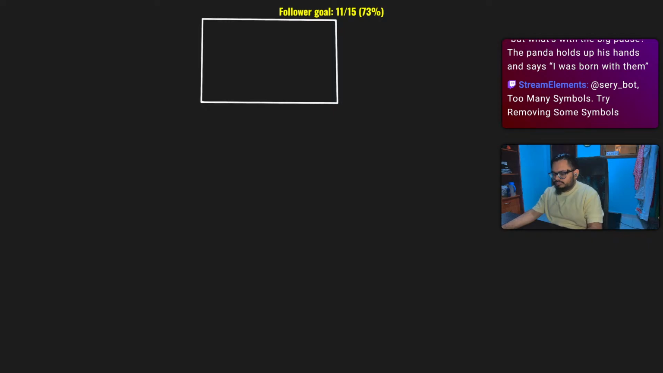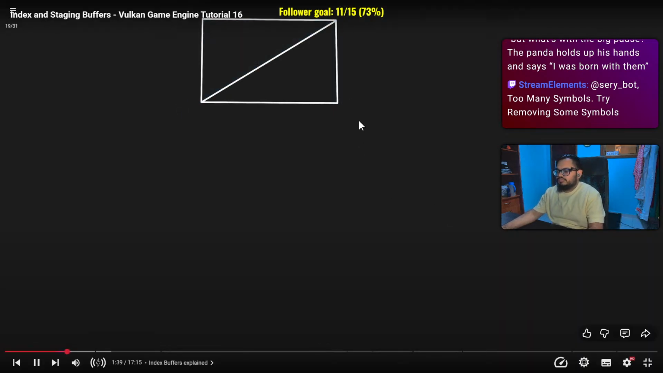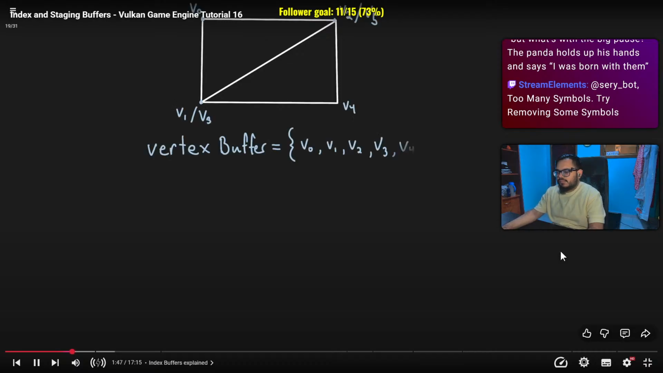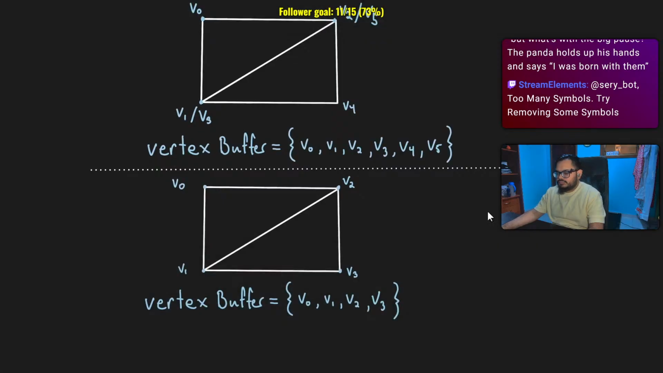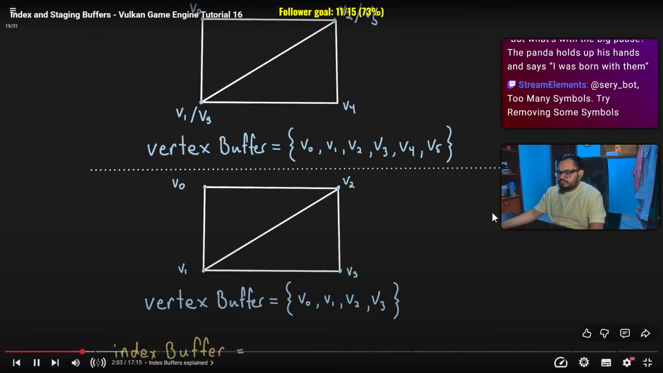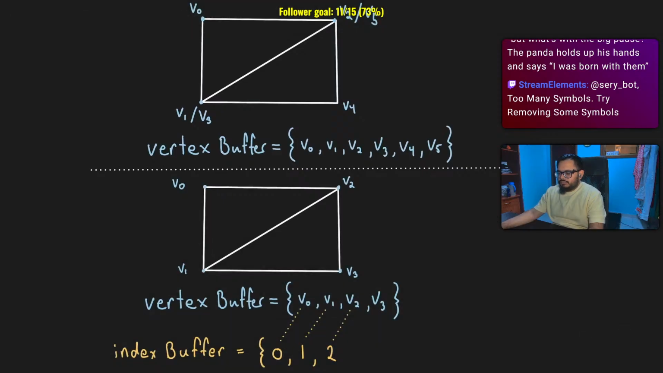Let's start with the most basic example, a rectangle consisting of 2 triangles. Using our previous method, we would require a total of 6 vertices in the vertex buffer, 3 for the first triangle, and another 3 for the second, and we've had to duplicate these 2 vertices. Using an index buffer, we specify each unique vertex just once within the vertex buffer, and the index buffer will say how to link up these vertices into triangles. So for the first triangle, we would have index 0, 1, and 2, and then 2, 1, and 3 for the second triangle.